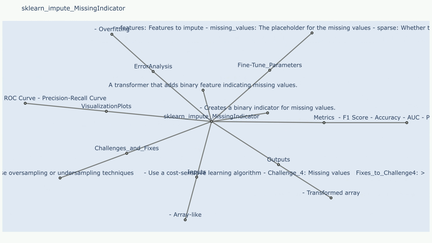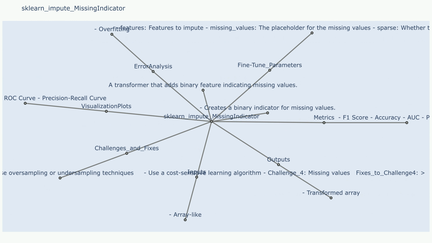Metrics. Accuracy: how accurately the indicator identifies missing values. Completeness: the proportion of missing values that are correctly identified. Visualization plots. Heat map: visualizing the missing value indicator as a heat map can provide insights into the distribution of missing values across different features.